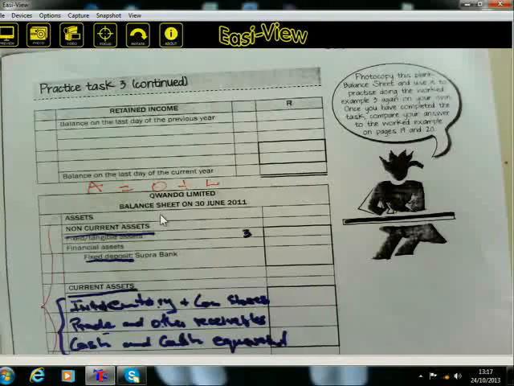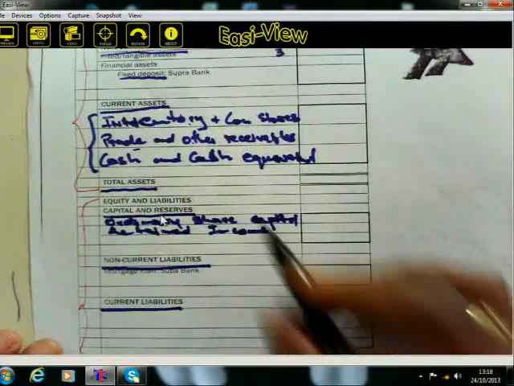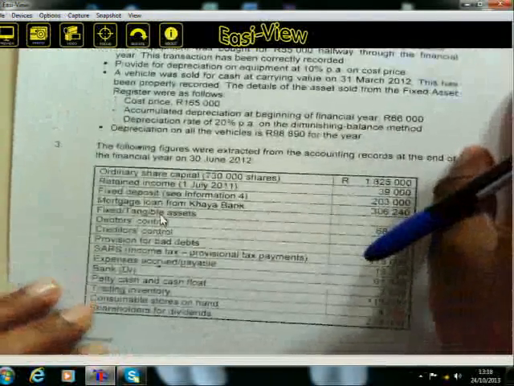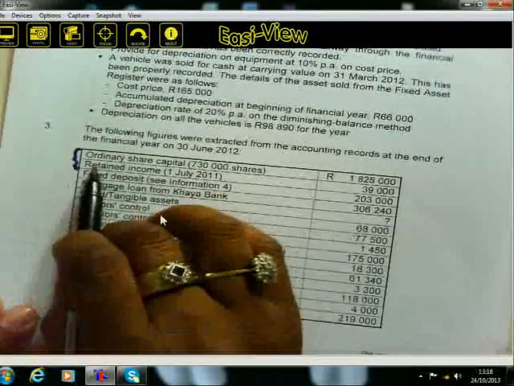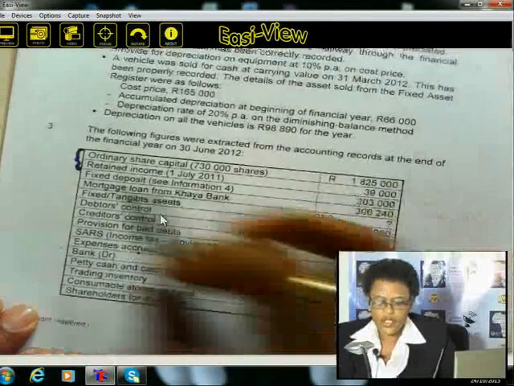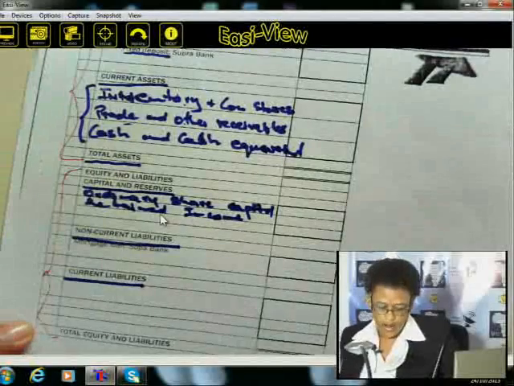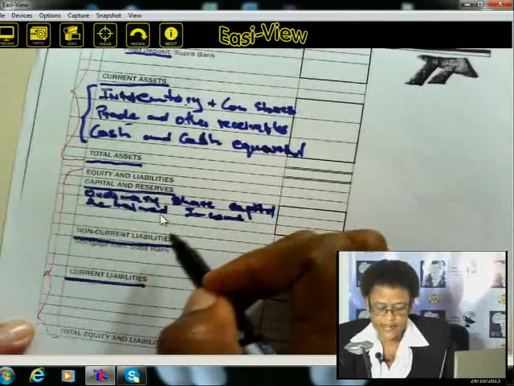The ordinary share capital, remember when I started I said that the information, you take it from the pre-adjustment trial balance or additional extract. If I can show you here again, from my example of extracts, here are the ordinary share capital, and here is the retained income. You take those amounts, and they will be entered on the face of the balance sheet as part of capital and reserve.